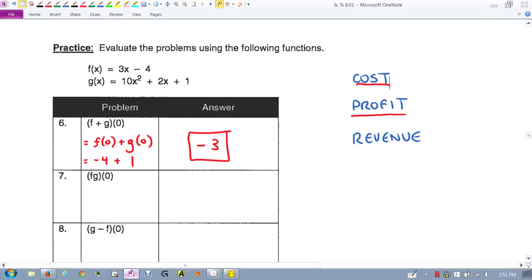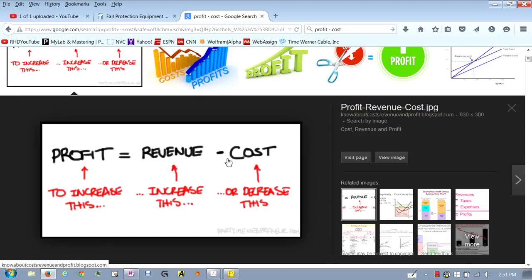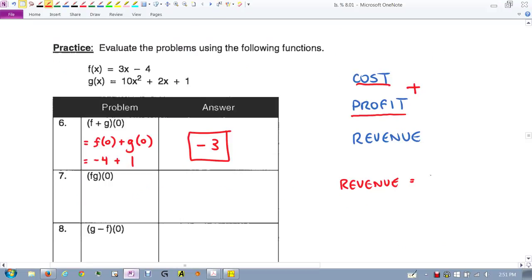Because if profit, I'll put it this way, revenue equals, right? If I'm solving for revenue here, revenue is what? Profit plus cost? No, it's being subtracted, so I add it to both sides. Then it's profit plus cost. Do y'all agree?